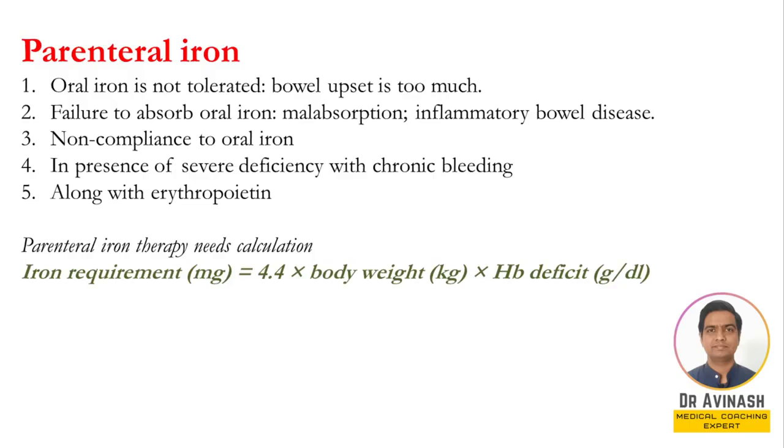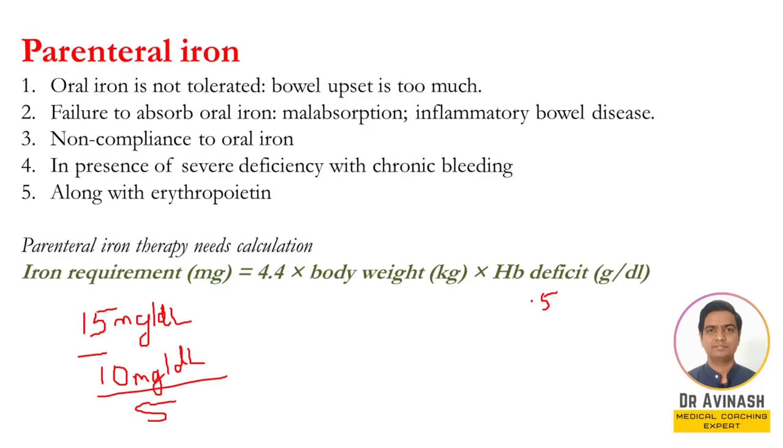4.4 into body weight in kg into Hb deficit in gram per deciliter. That much mg of iron is required. I'll give you an example to make things clear. Imagine the ideal hemoglobin is 15 mg per deciliter. Okay, this much is ideal. Imagine you have a patient who has iron deficiency anemia. Okay, his hemoglobin is 10 mg per deciliter. So how much is the deficit? 15 minus 10, total 5 mg is the deficit. So Hb deficit will become 5. Let's say his weight is 60 kg.